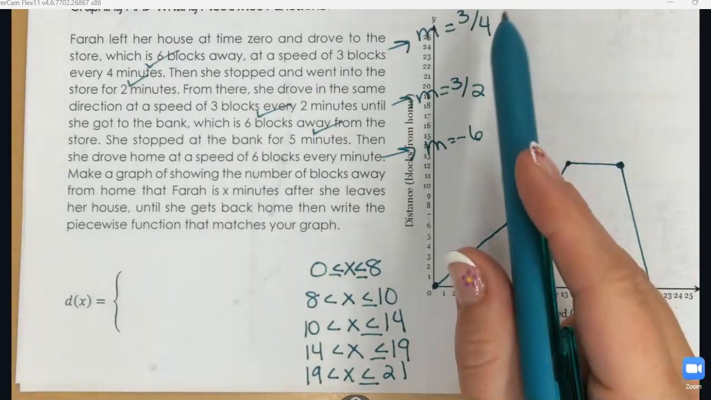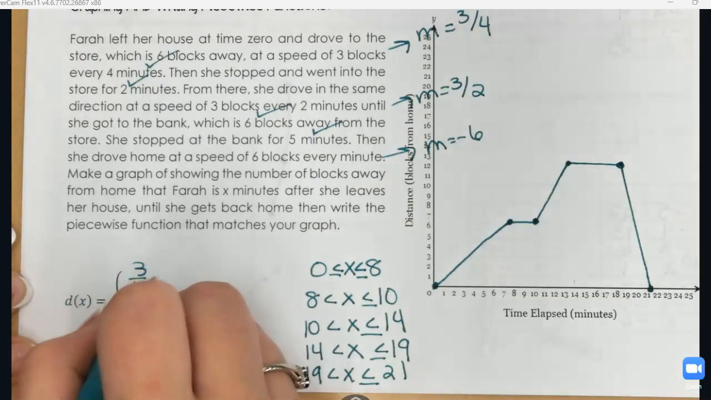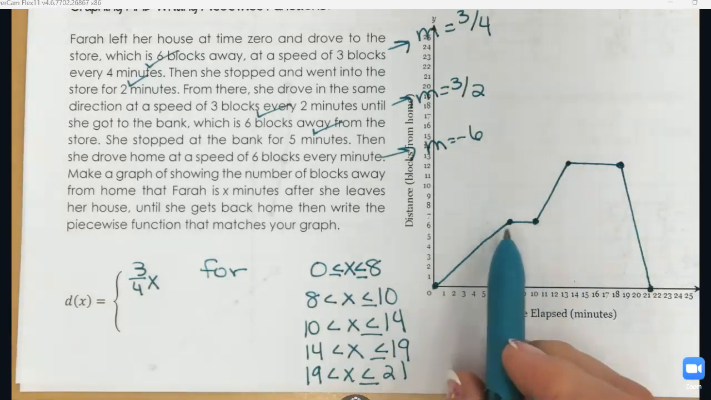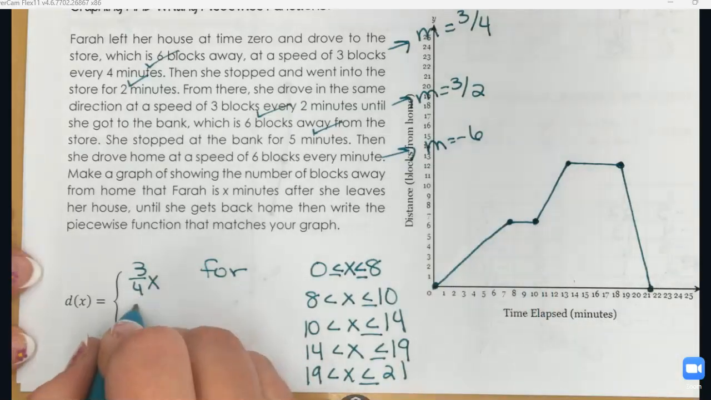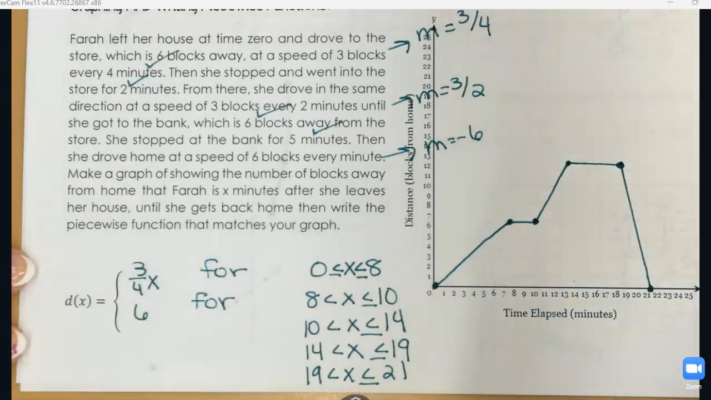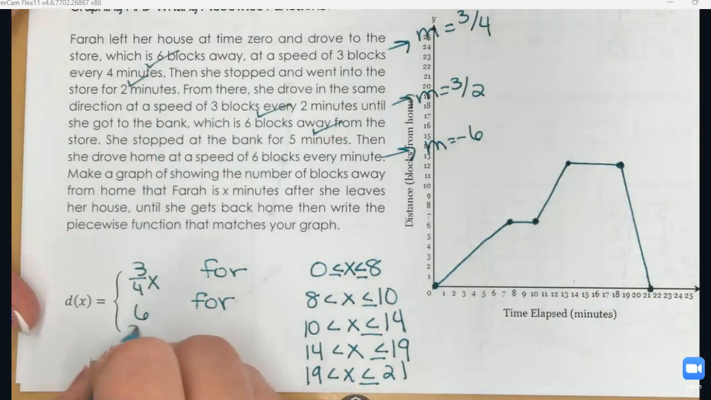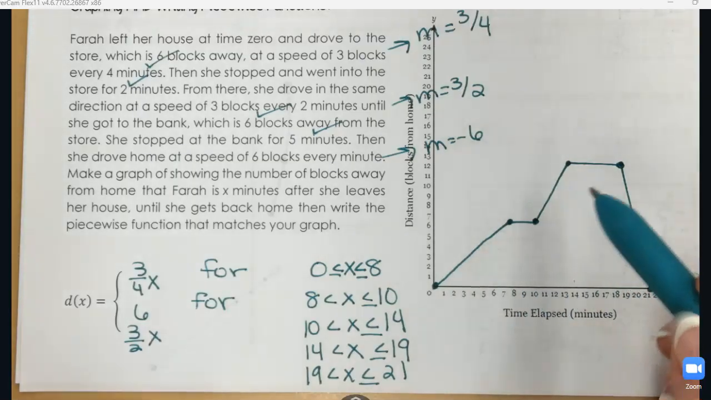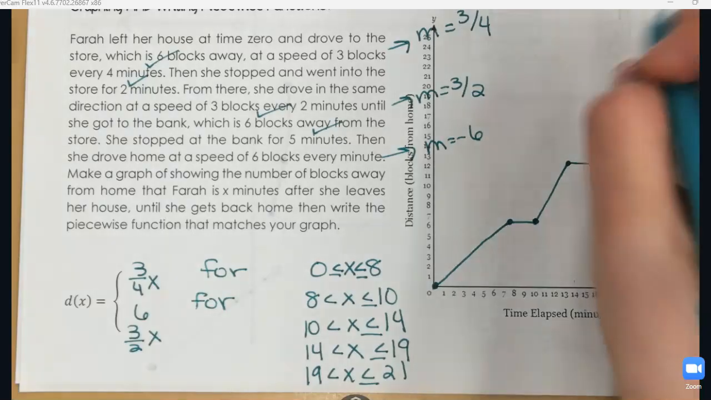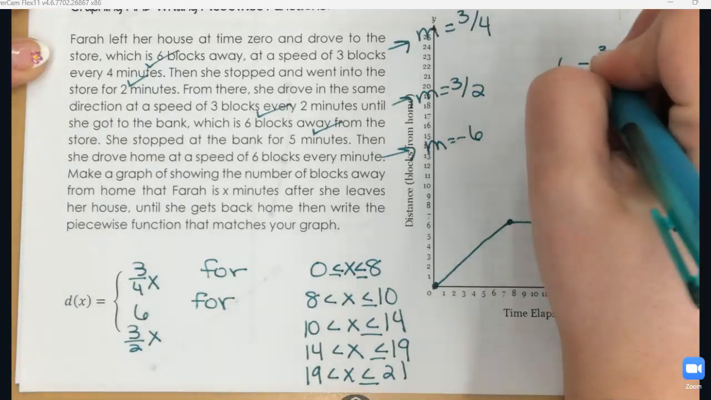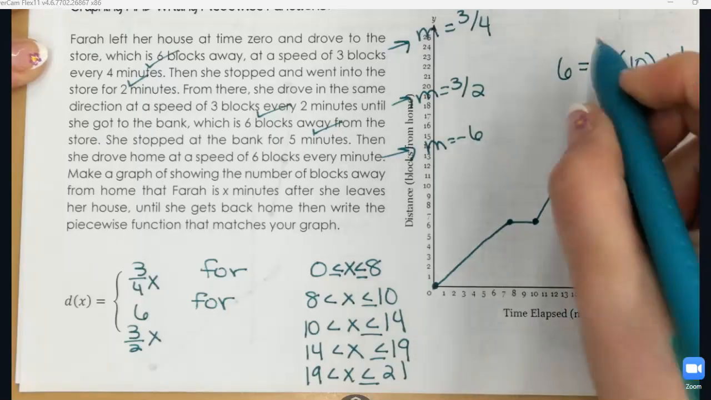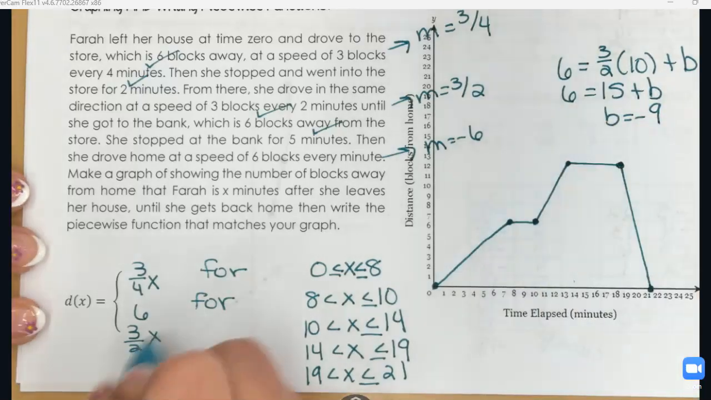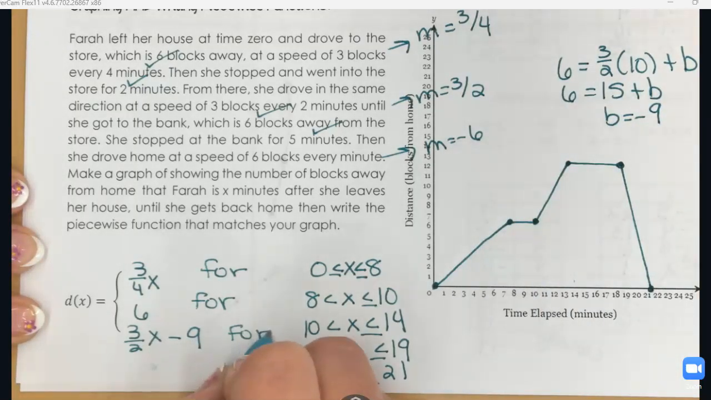On the first leg, we knew her slope was 3/4. And she's starting at the origin, so her y-intercept is 0, so I just need 3/4 x. On the second leg, it's a horizontal line, so that's just going to be 6. On her third leg, we know the slope is 3/2, but I need to find the y-intercept. So I need to use one of my points. I can use, for example, 10, 6 to find my y-intercept. And I get -9. So there's my third equation.